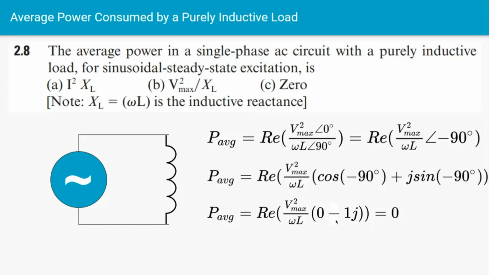So the real part of this, remember this is just the magnitude, so you multiply this through. The real part of this is actually just 0. So P average is going to work out to be 0, and the answer is C. This may seem counterintuitive, but all this is really saying is that this circuit only uses reactive power and it does not use real power.